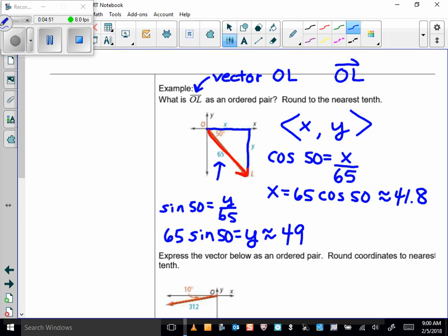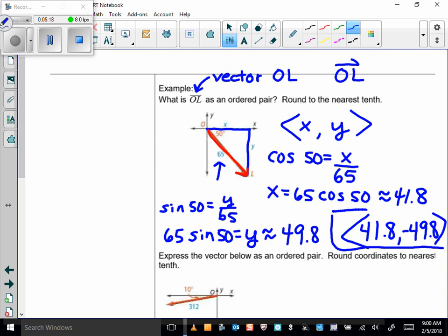49.8. Okay, and now we want to put this in our vector notation, so let's see what it's going to be. OL as an ordered pair is going to be, x is 41.8. But what about the y component, guys? You see I'm going in the negative direction for the y component, so I've got to put a negative number in there. So that's going to be negative 49.8, and that's going to be my vector represented in vector notation as an ordered pair.